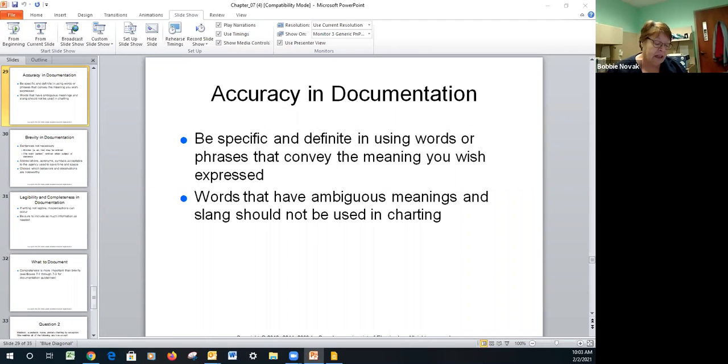So we have to be careful. Ate well. How much did they eat? What did they eat? We have to be specific. Don't use those little catchphrases, all right?